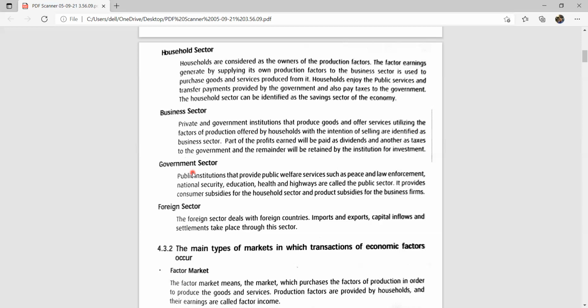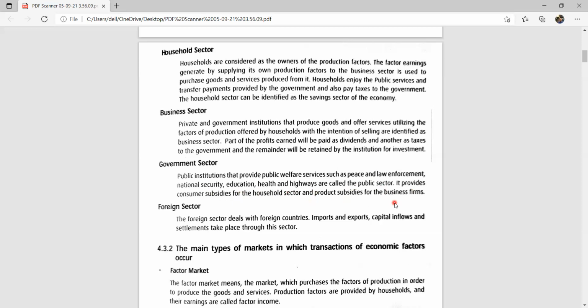It's a responsibility, somewhat. A public institution that provides public welfare services such as peace and law enforcement, national security, education, health, highways are called public sector. It provides consumer subsidies for household sector and producer product subsidies for business firms.